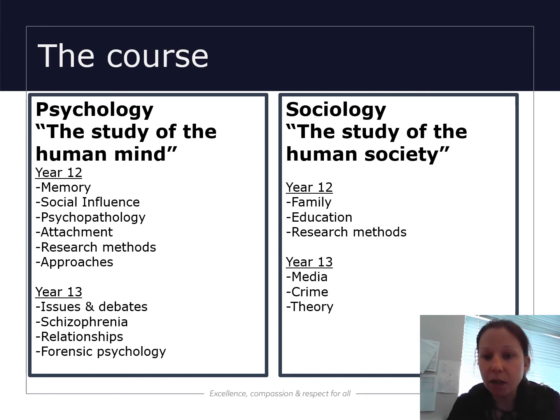And looking ahead to year 13, it's building on those same themes. So we do an in-depth study on schizophrenia as an example of mental ill health. We look at the forensic psychology side of things in terms of why people have criminal behaviours. Building on the attachment topic, you go on to look at more adult relationships, and issues and debates, which underpins everything. Again, it's those big questions in psychology like nature or nurture. So that's the psychology. You can see it's massive. It covers essentially all aspects of human behaviour.